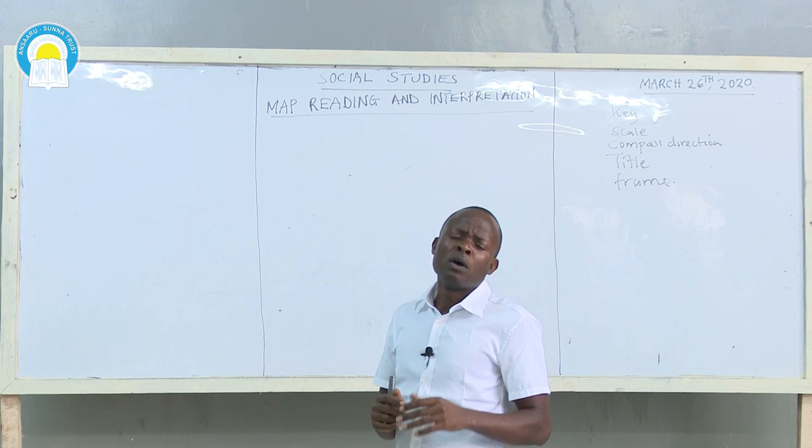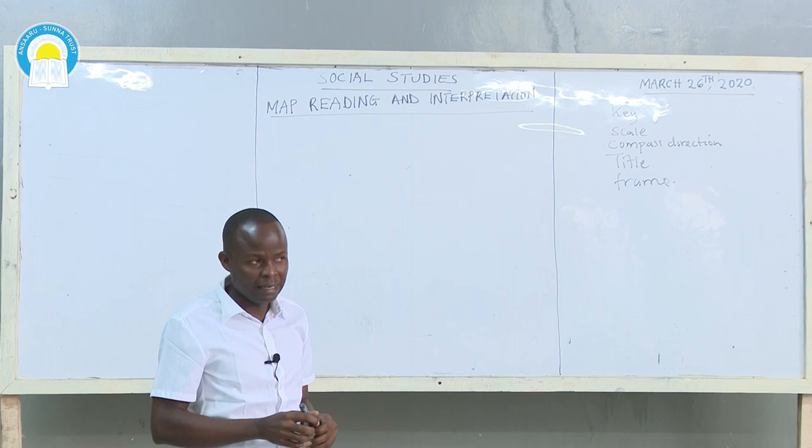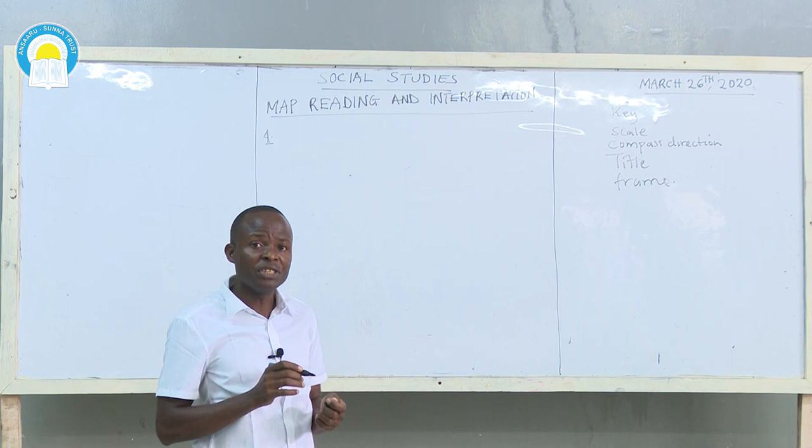Now, what are the areas tested in map work? We have a number of areas that are tested in the map. The first area that we are going to look at, normally in a social studies paper, number one is always testing on the direction.